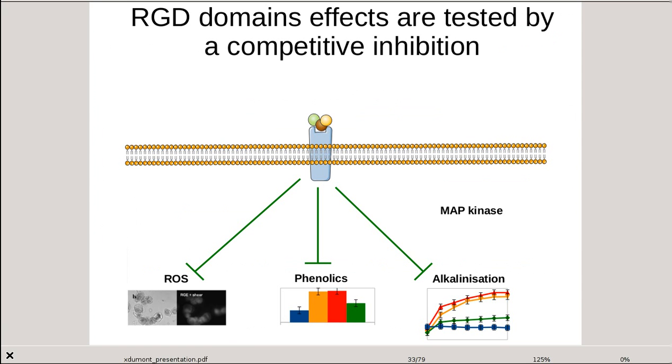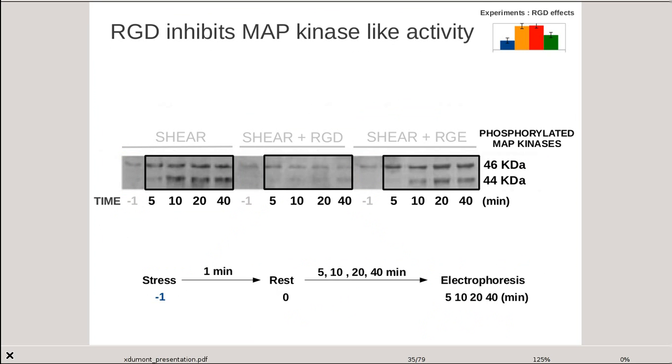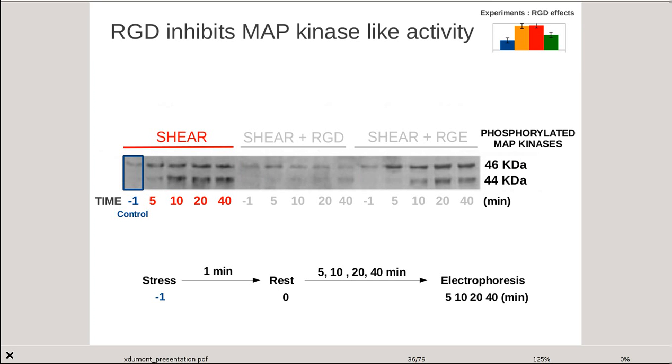MAP kinase activity is tested with the Western blot against phosphorylated MAP kinases. This Western blot detects the 44 and 46 kilodalton MAP kinases, which mediate response to various types of stress. In this experiment, in the first time, cells are submitted to a moderate level of stress, and in the second time, they are allowed to rest. The stress is induced by the rotation rate.